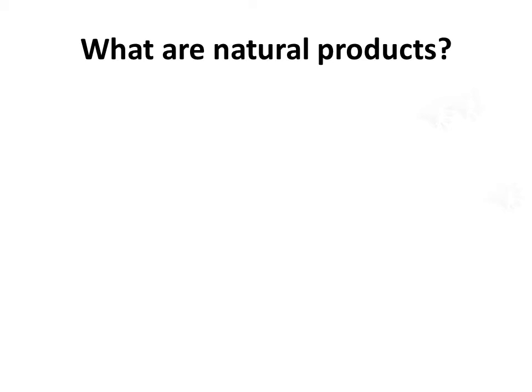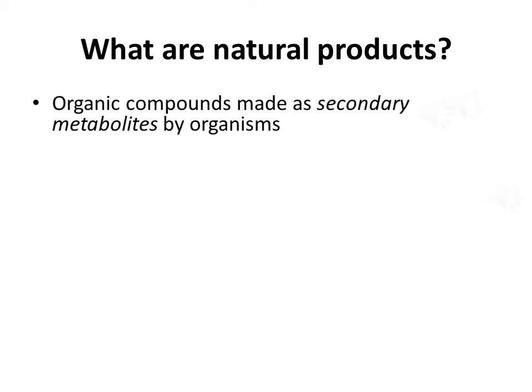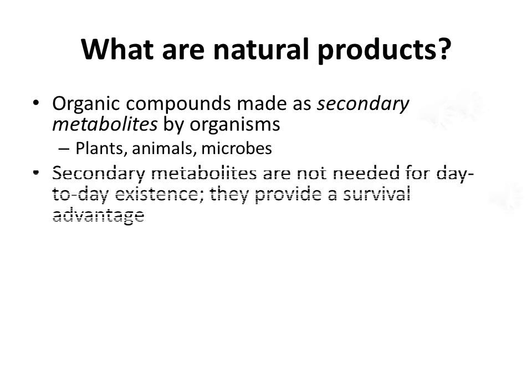Natural products are organic compounds made as secondary metabolites by a wide variety of organisms, including plants, animals, and microbes. Secondary metabolites aren't protein, fat, carbohydrates, DNA, or RNA. These aren't needed for everyday survival. Secondary metabolites help the organism to survive better. These survival advantages can be conferred in a number of ways.